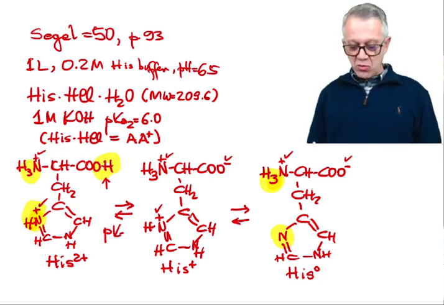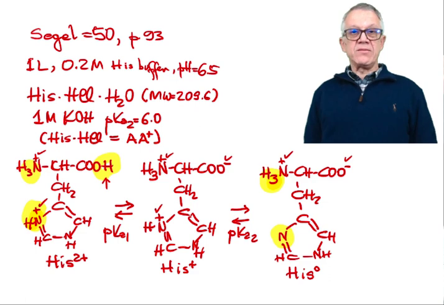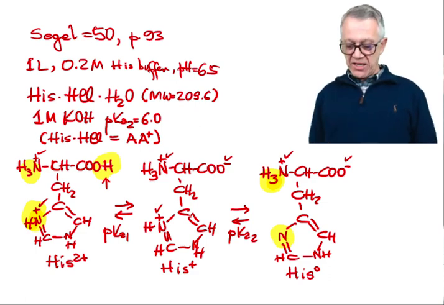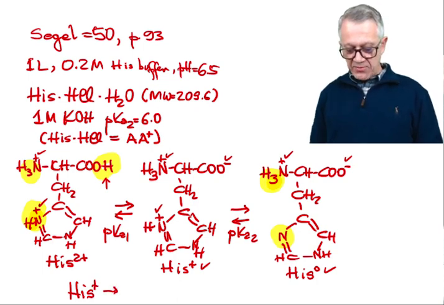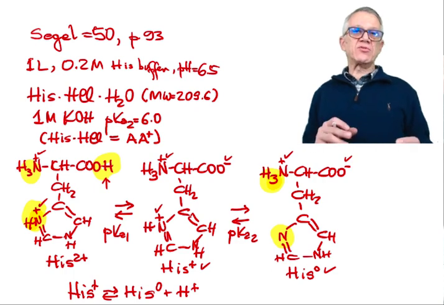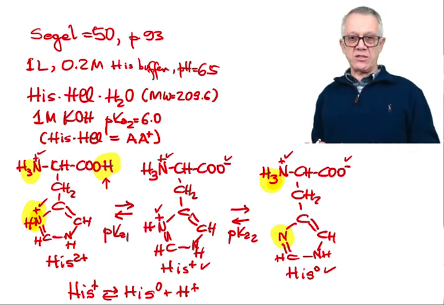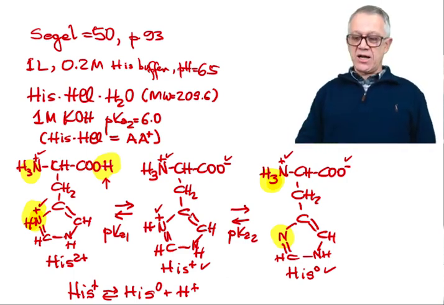So we have here the pKa1 and the pKa2. Now we have identified the buffer that we are going to be working with, because if this pKa is 6 and the pH that we want is 6.5, we are going to have these two forms, histidine plus and histidine 0. In other words, our problem is a buffer where the acid is histidine plus in equilibrium with histidine 0 plus a proton. So how do we determine the concentration of these two species, the acid and the conjugate base? The way to determine that is to use the Henderson-Hasselbalch equation.